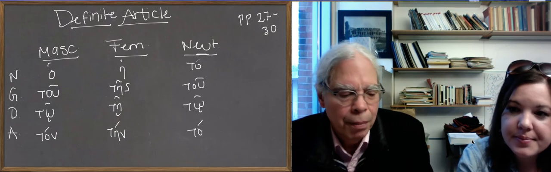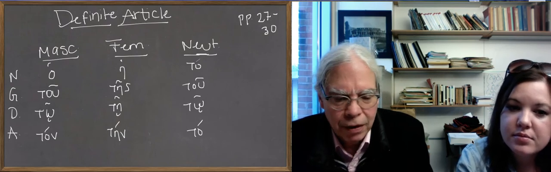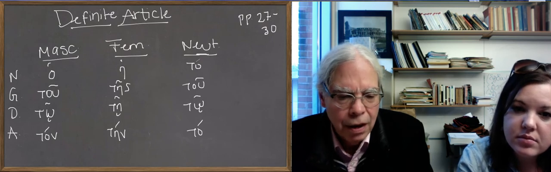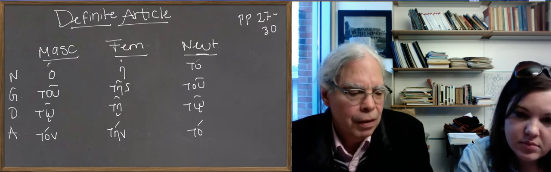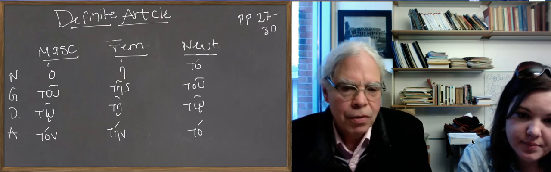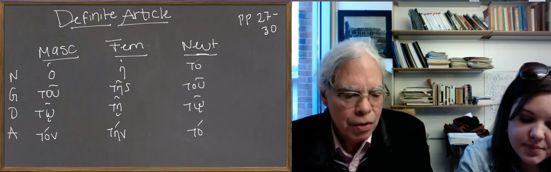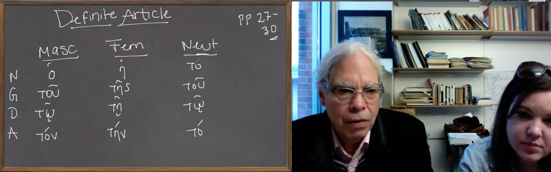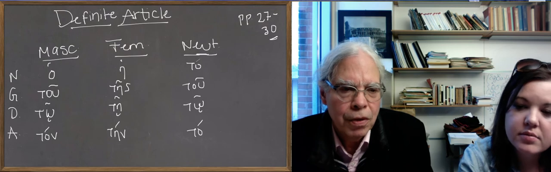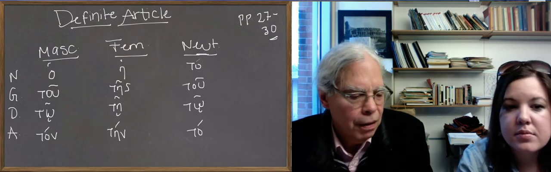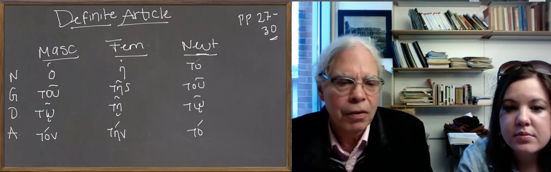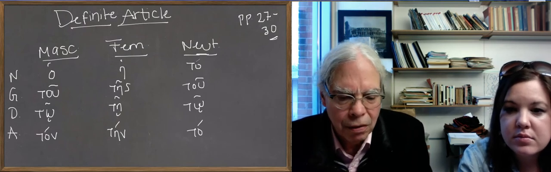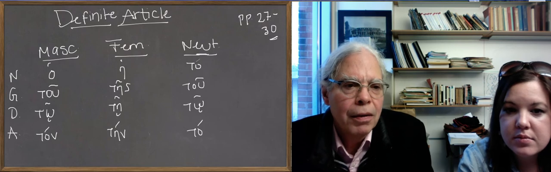Not "a book," but "the book." And its basic function is exactly like English "the." It does some other things that the English article doesn't do, and they're listed in the book on page 30. But we want to talk first about the forms of the definite article, which Belisi has written up here, and then about a very important function that the English article doesn't have, but that's important in a language like ancient Greek. So let's look at these forms.